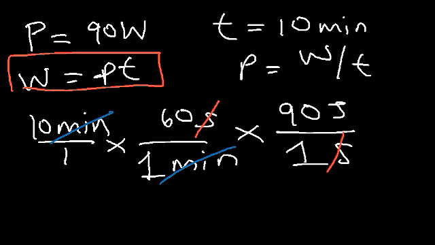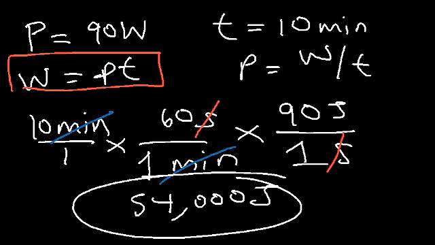60 times 90. What is the value of 60 times 90? We know 6 times 9 is 54, and if you add the 2 zeros, it's 5400. And then times 10, that's 54,000. So 54,000 joules of energy will be transferred in 10 minutes if the battery is delivering 90 watts of power.